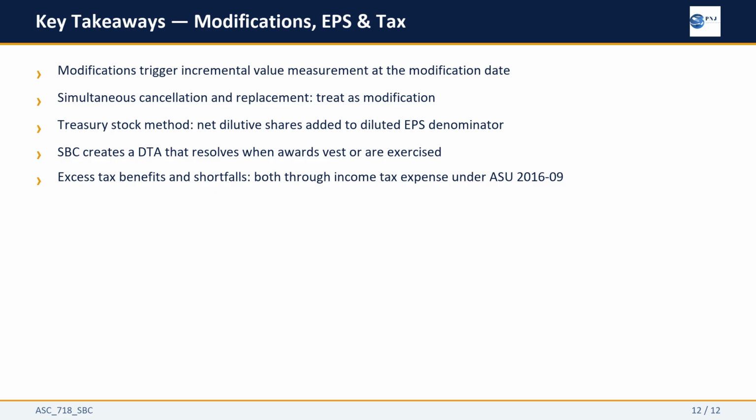In Section 5, we bring everything together through journal entries, worked examples, financial statement presentation, required disclosures, and the U.S. GAAP versus IFRS comparison. Thank you for completing this section on modifications, EPS, and tax.